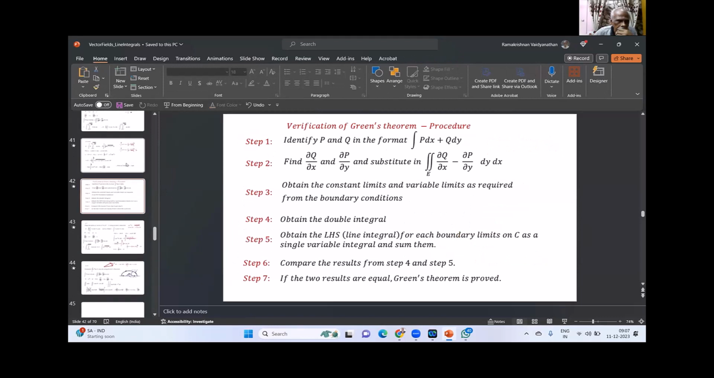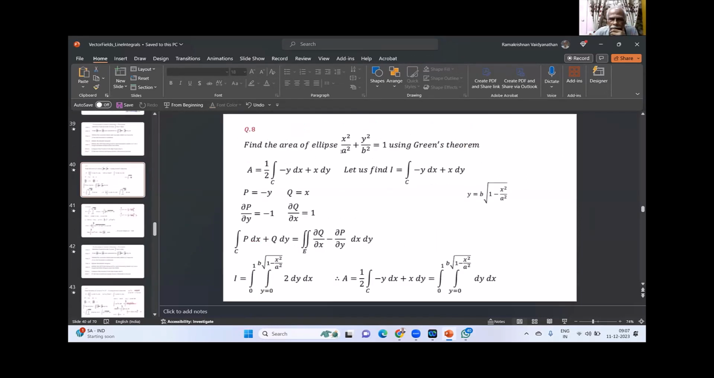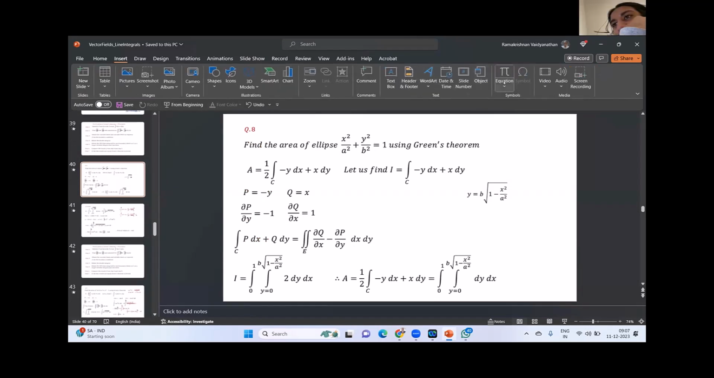One second. This is the problem, I think. Find the area of the ellipse x squared by a squared plus y squared by b squared is equal to 1. Tell me what is the area of the ellipse.